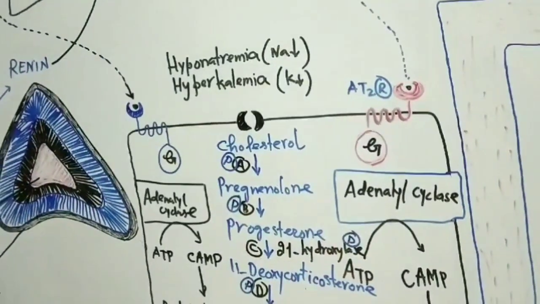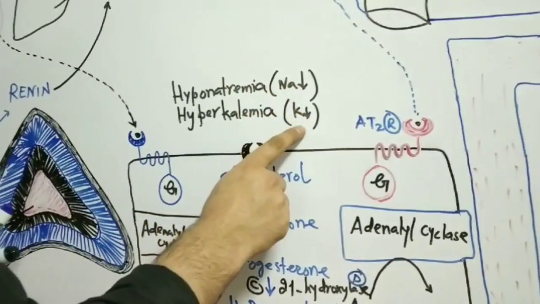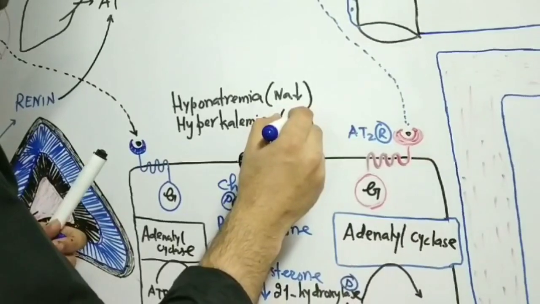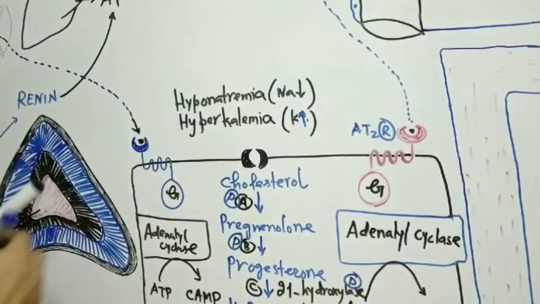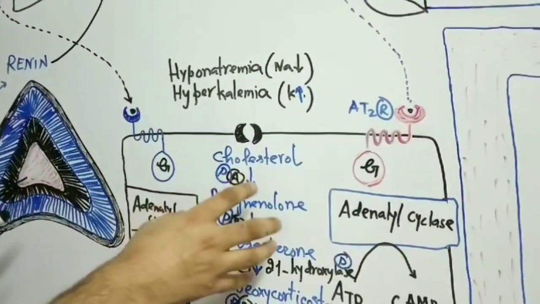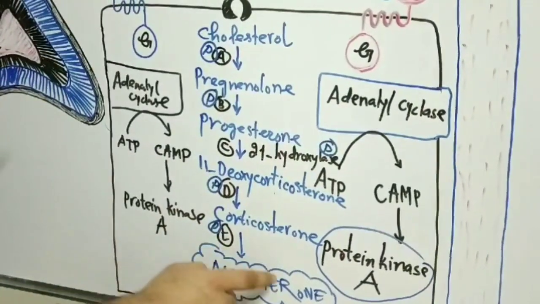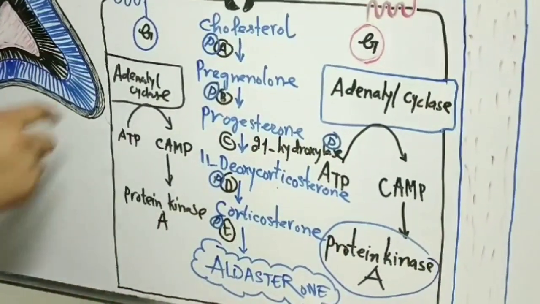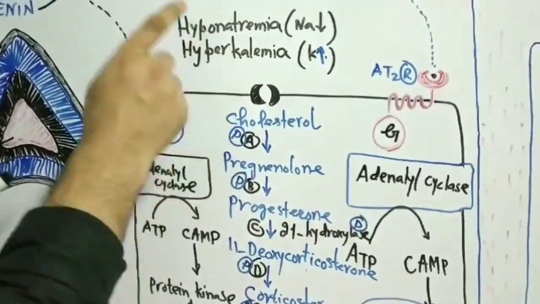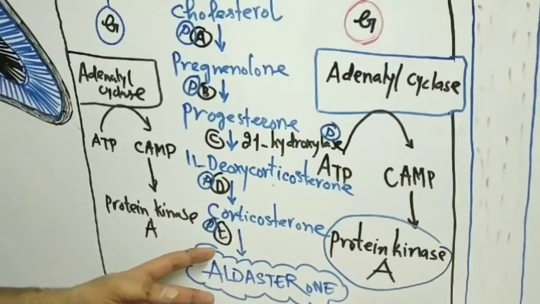Remember one thing, this low concentration of sodium and higher concentration of potassium is going to stimulate this cell, and this cell can start the formation of aldosterone. This was the effect of hyponatremia and hyperkalemia. Now we will see what is the function of aldosterone.